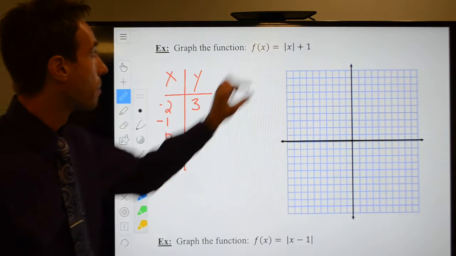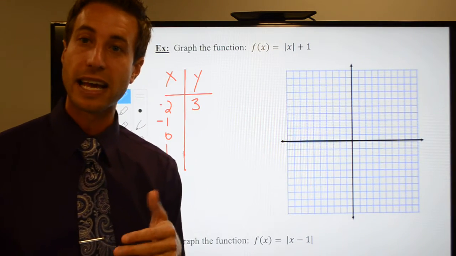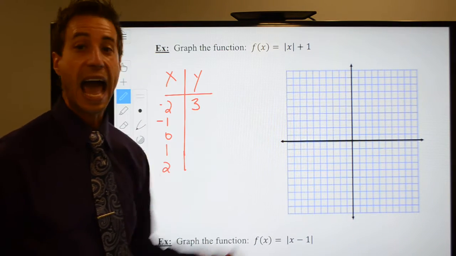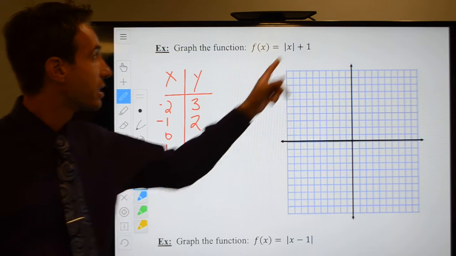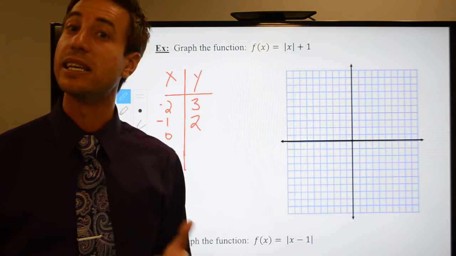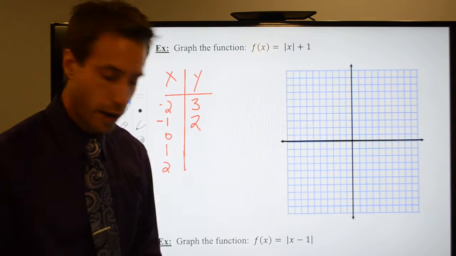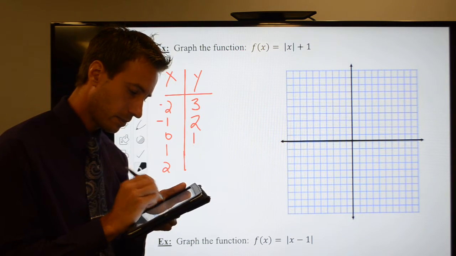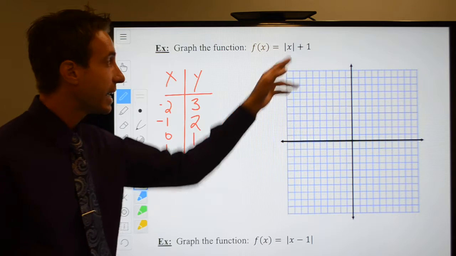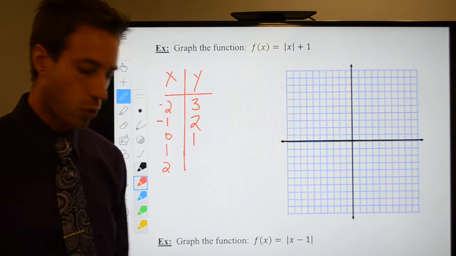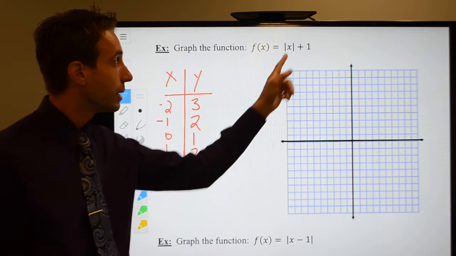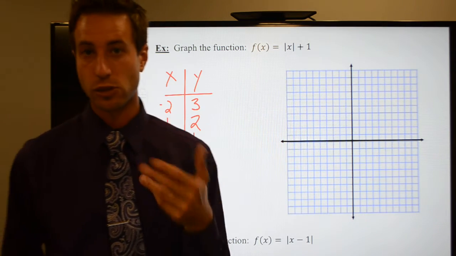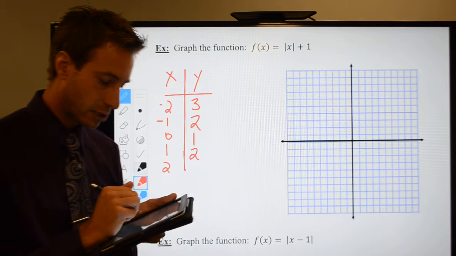Take a -1, plug it into the absolute value. The absolute value of a -1 is a +1. Add 1, that gets me 2. Take 0, plug 0 into the absolute value. The absolute value of 0 is 0, and then I add 1. Gets me a 1. Plug 1 in, absolute value of 1 is 1, add 1, that gets me 2. And then I put a 2 into the absolute value. The absolute value of 2 is 2, add 1, that gets me 3.